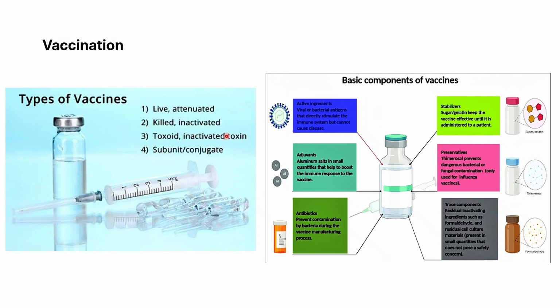In a vaccine, we have the active ingredient, which is the virus or bacteria. We have an adjuvant, which is basically a chemical added to boost the immune response to the vaccine. We also have antibiotics, stabilizers, and preservatives.